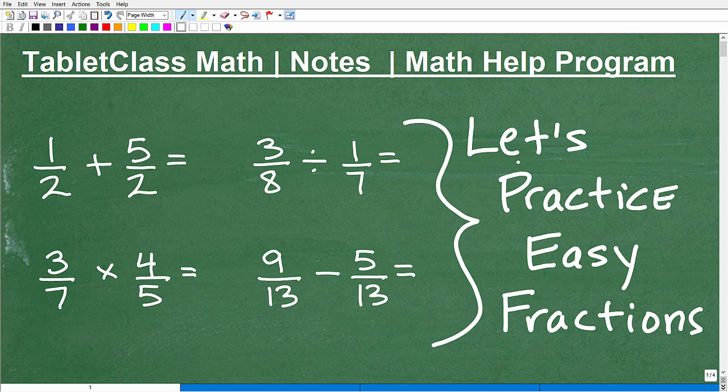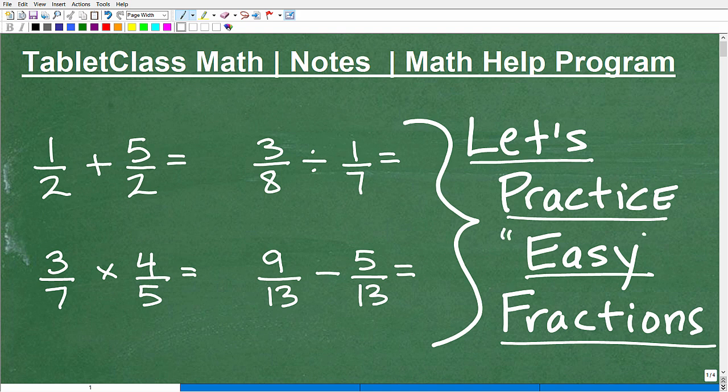Okay, let's go ahead and practice some very easy fraction problems. So this would be a great starter review for those of you who want to do a quick refresher on fractions. So this is a good starting point, okay? Obviously, I'm emphasizing the word easy here, so there's more to fractions than just this. But let's just make sure you have the basics down, the very basics down.